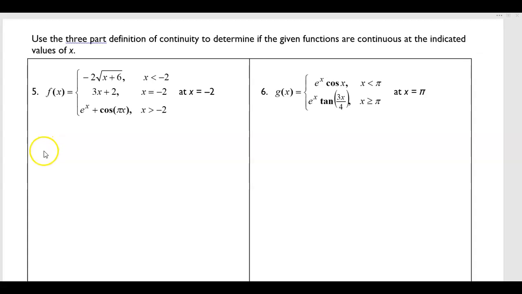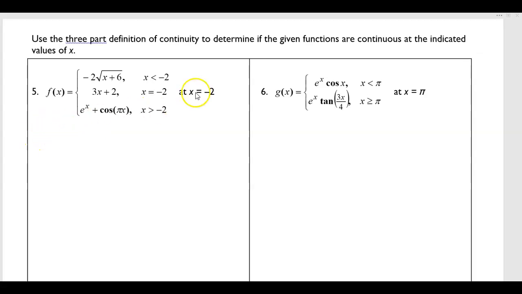Besides rational functions, another place where you will commonly be asked to determine if a function is continuous is on a piecewise function. So again, we're using that three-part definition of continuity. So remember, first, is the function defined? Second, does the limit exist? Third, do those two values match up?